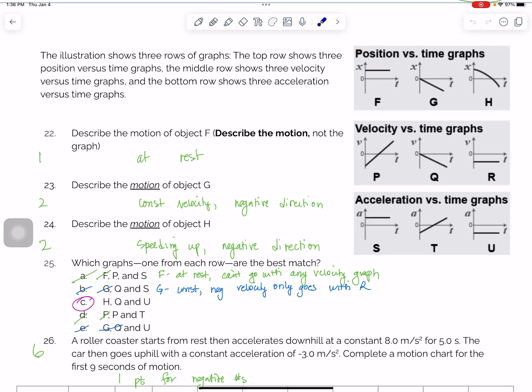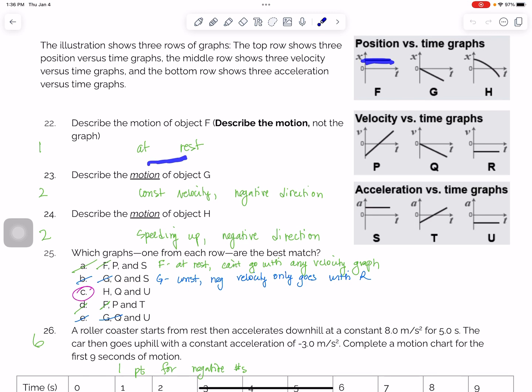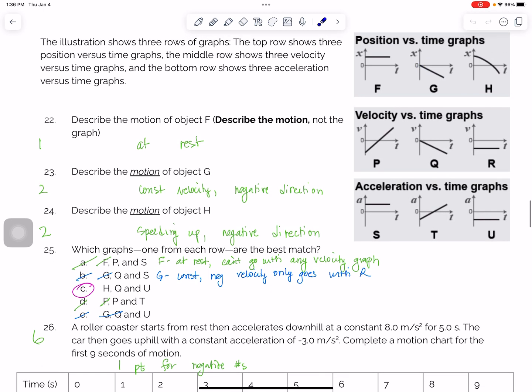Okay, we've got 3 rows of graphs, and the first thing you're supposed to do is describe the motion, not the graph. So graph F, position is not changing over time, and so that's at rest. Graph G, constant velocity and moving in the negative direction. And then graph H, moving in the negative direction, it's a negative slope, and the slope is increasing, so it's speeding up. So speeding up, negative direction. So 2 points, 2 points.